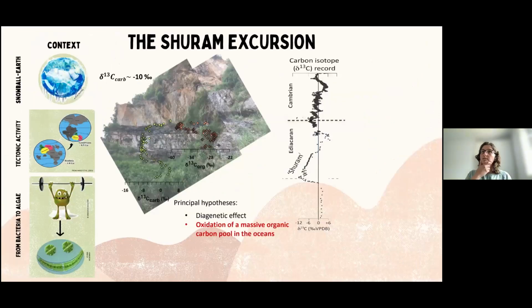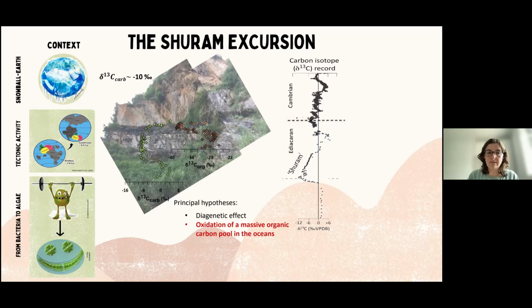And this one sounds very familiar to me because I did my thesis on this topic, on the Shuram excursion. This excursion, the Shuram, is the most negative in Earth history. It was first described in Shuram in Oman. And then, as in the Lomagundi excursion, correlative studies from around the world showed that this excursion was a global phenomenon.